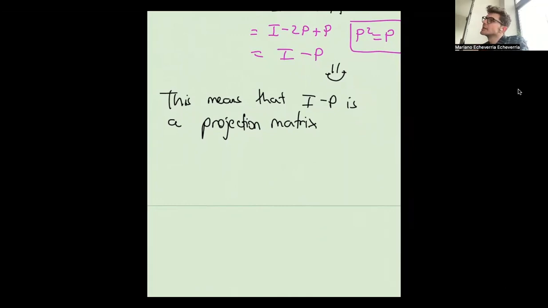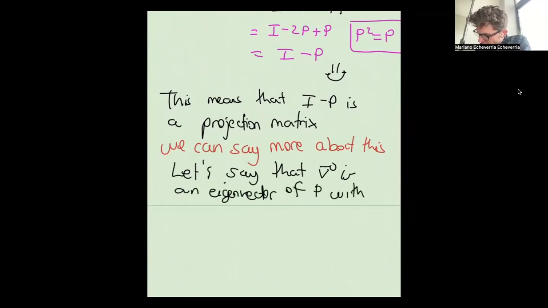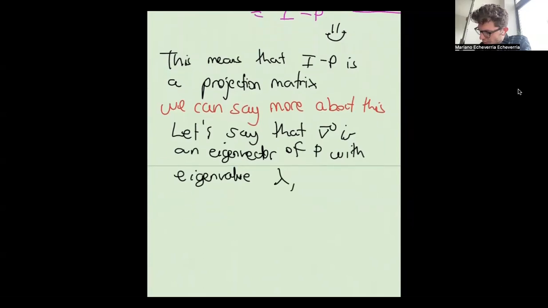In fact, we can say a little bit more, which is actually useful. We can say more about this. Because let's say that V is an eigenvector of P with eigenvalue lambda. So PV equals lambda V.